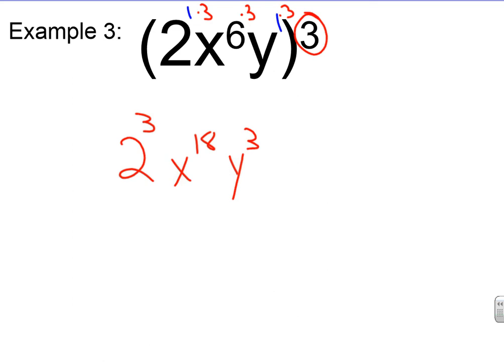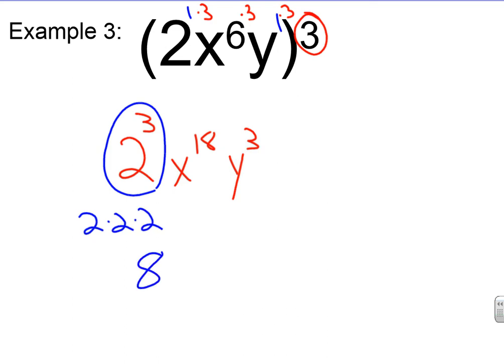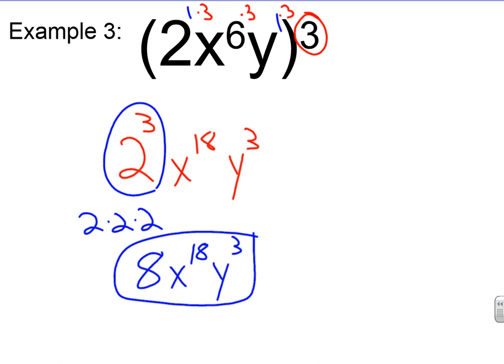Now the extra last step is 2 to the third power is 2 times 2 times 2. Well, 2 times 2 is 4, times 2 is 8. So my final answer is 8 x to the 18th, y to the third. So again, when you have a power to a power, you multiply the exponents. But we have to remember that numbers, the coefficients, have a power of 1. So when I use that exponent, I also have to evaluate that number to the exponent.